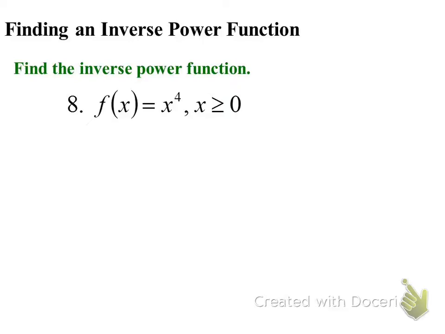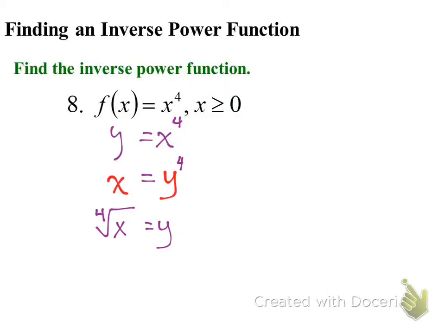So I'm going to skip now to the algebra. If I change this to y equals x to the fourth, I switch the x and y. And you already told me I'm going to take the fourth root on both sides to get y by itself. So now we've got to discuss, all right, this is f inverse of x equal to plus or minus the fourth root of x. I put it in red because we've got to determine. We can't have this because that is not a function.